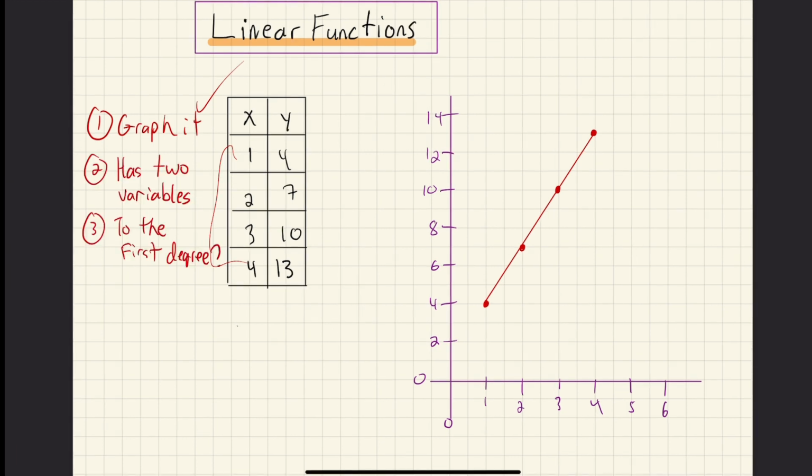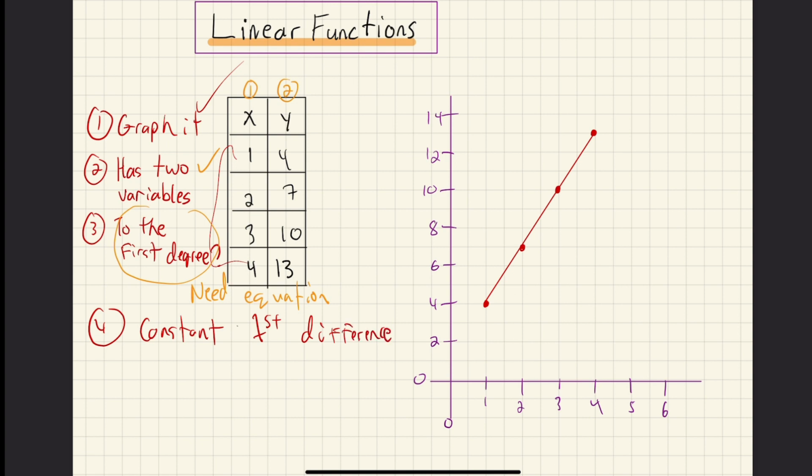The other test for a linear function is that it has two variables, which we can see, an x here and a y, so there's two variables, so that's a check. Is it to the first degree? Well, we need the equation. So we actually can't really tell from the data table, but so far there's enough information or hints that tell us that this is a linear function. Now the fourth one would be, are there constant first differences? And so when we say first differences, we're talking about between the y values.